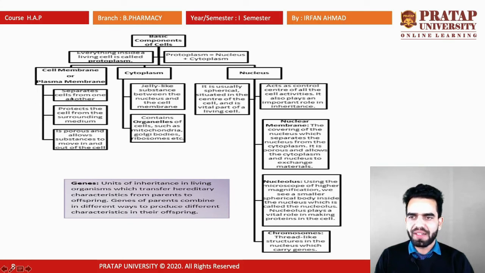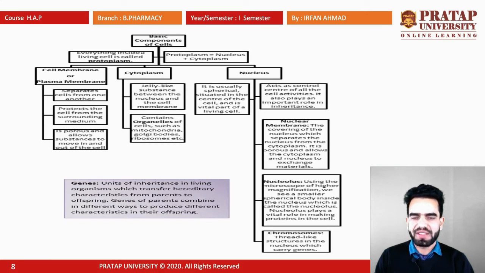The cell membrane separates cells from one another and protects the cell from the surrounding medium. It is porous, allowing substances to move into the cell or outside the cell. Then there is cytoplasm, which is a jelly-like substance between the nucleus and the cell membrane. It contains organelles such as mitochondria, Golgi bodies, etc., which I already told you.